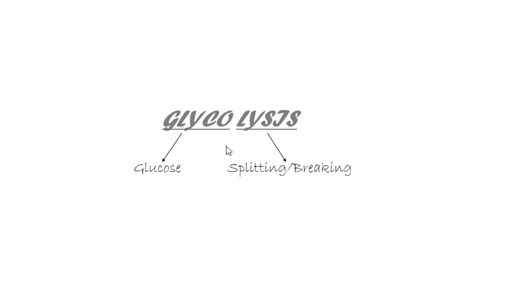In biology, the term glyco usually refers to a sugar-associated compound. And in this case, the compound it's referring to is glucose. Meanwhile, lysis means the splitting or breaking of a substance. So as the name suggests, in very basic terms, glycolysis is the splitting or breaking down of glucose.